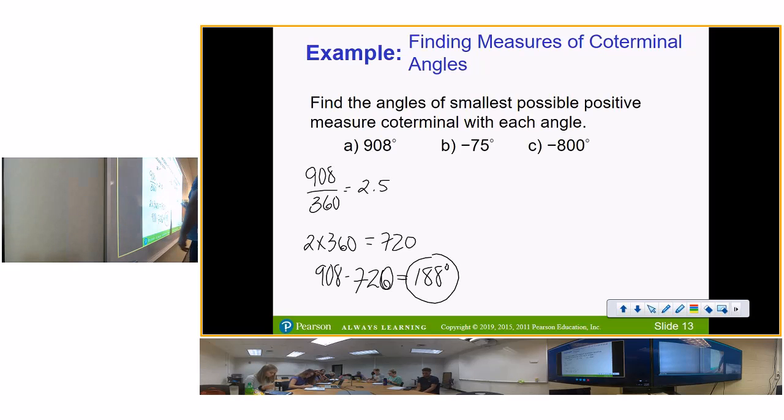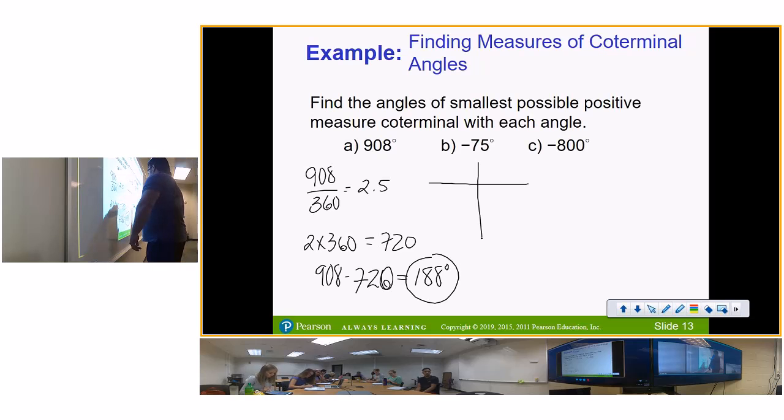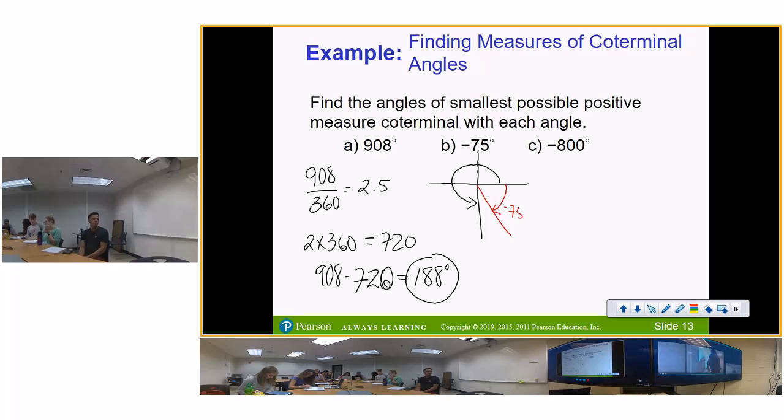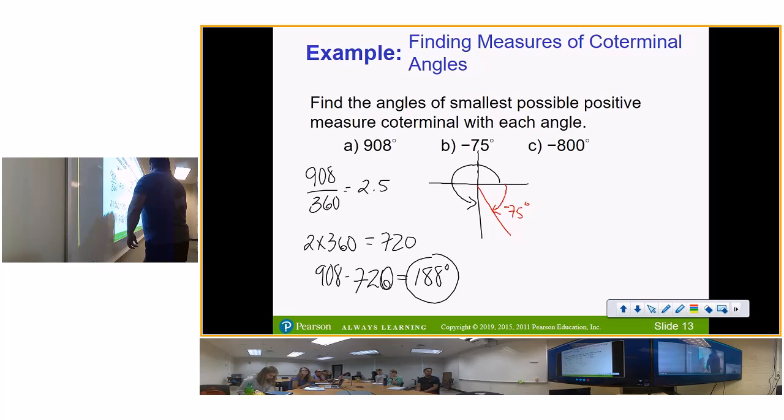Negative 75. Well, be careful here because negative 75 is, this is the way it goes, right? So negative 75, I'm going to tell you another thing right here. This negative 75 would be in this direction. And negative 75 means that the black angle is what?